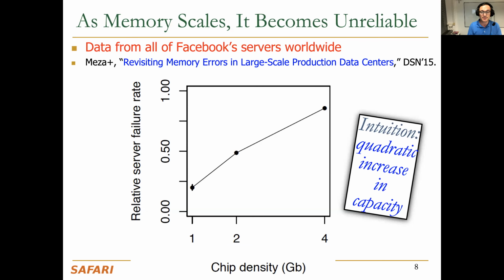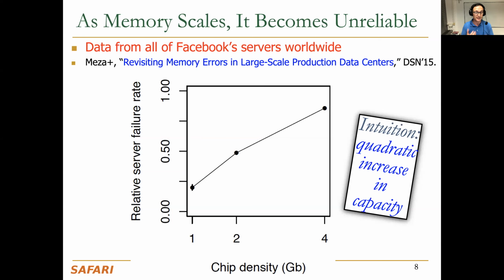This is data from a paper that we did with Facebook in 2015. The takeaway is that the chip density employed in the servers has a high positive correlation with the server failure rate. As chip density increases, server failure rate increases. Why? Denser chips are less reliable because cells are closer to each other and cells are also smaller.